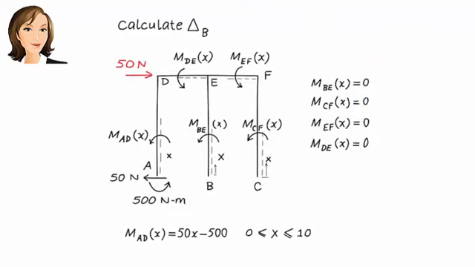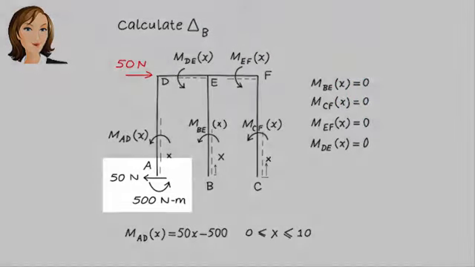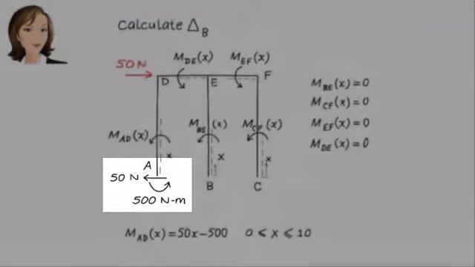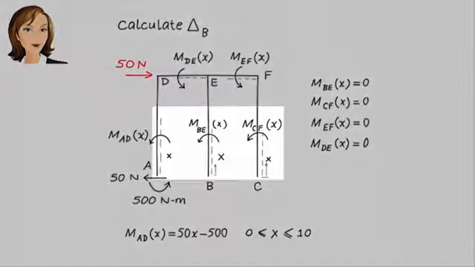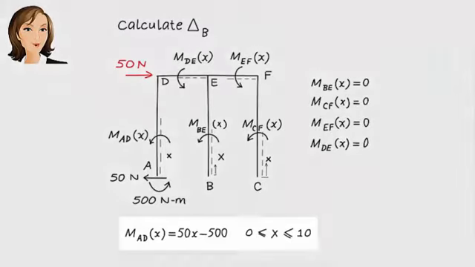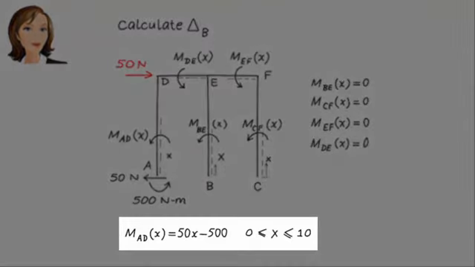Let me explain what we have here. Here we have the support reactions of the statically determinate frame. The dashed lines denote the member's bottom fiber. For member AD, the bending moment equation is 50x minus 500.